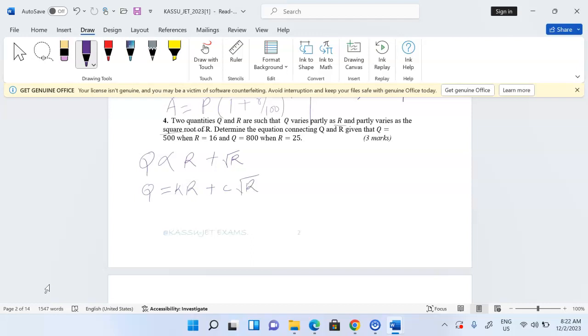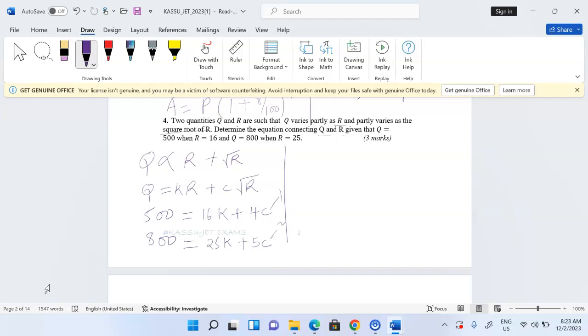Then I interpret more. We are told to determine the equation connecting Q and R, given that Q equals 500 when R is 16. So 16 times K, and the square root of 16 is 4, so 4C. Then again, Q is 800 when R is 25. So 25 times K, and the square root of 25 is 5, times C. Therefore, these are two equations. This is 1, this is 2, which I'm going to solve simultaneously.